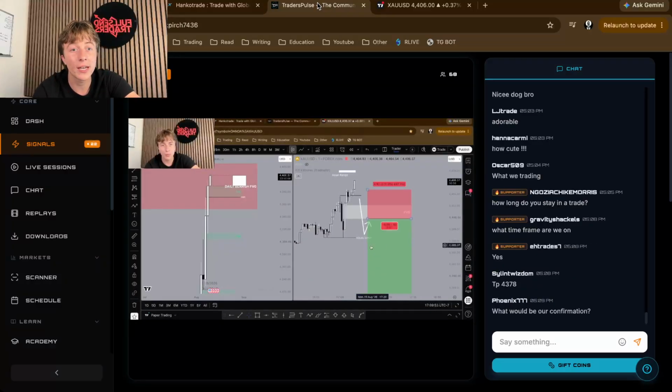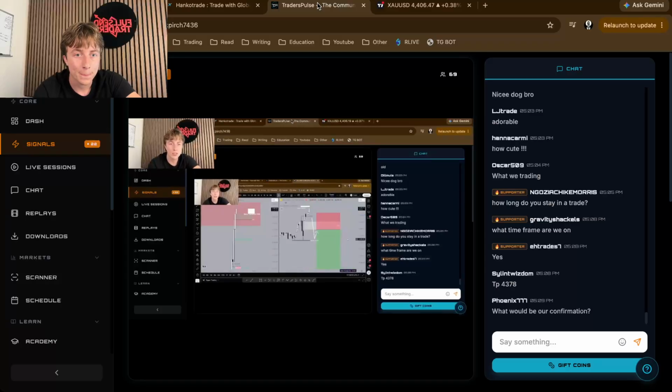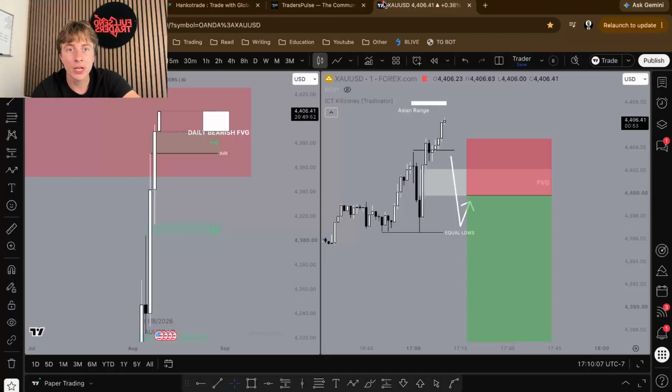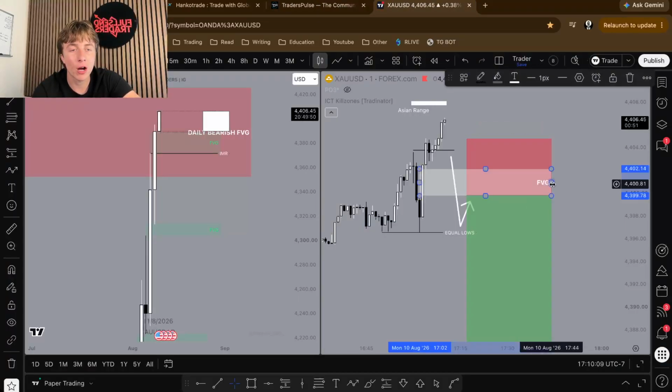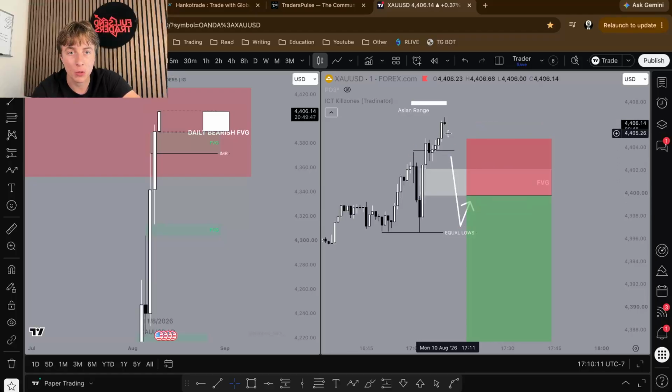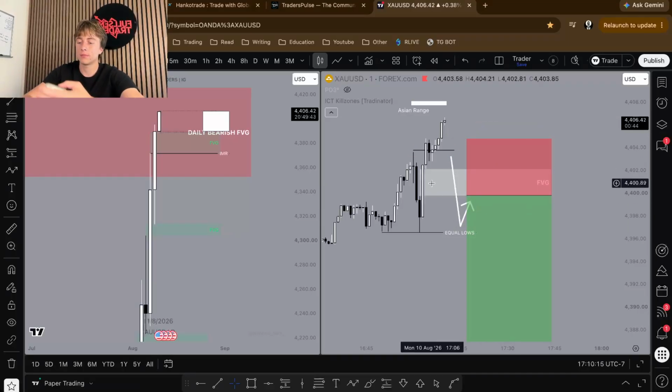What time frame are we on? We did a top-down analysis, so we're not on any specific time frame. What would be our confirmation? It's this gap. So as I said, we're just waiting for price to close below this gap. So once it comes down and closes below this gap, that's when we're going to be looking for a trade.